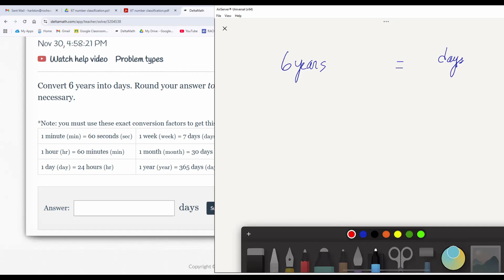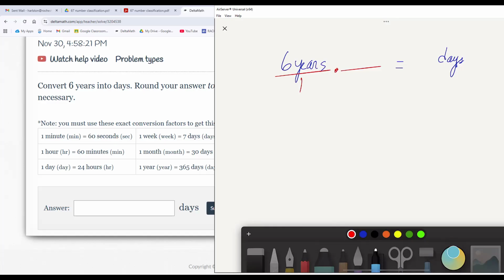So first of all, we're going to make this into a fraction, and then we're going to take this conversion factor and multiply it to convert it into days. The question becomes, what should go on top? Should 1 year be up here, or should it be 365 days?